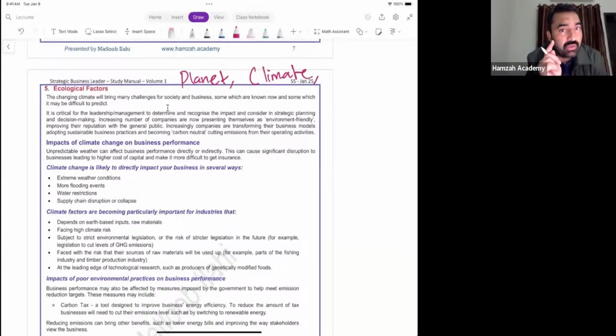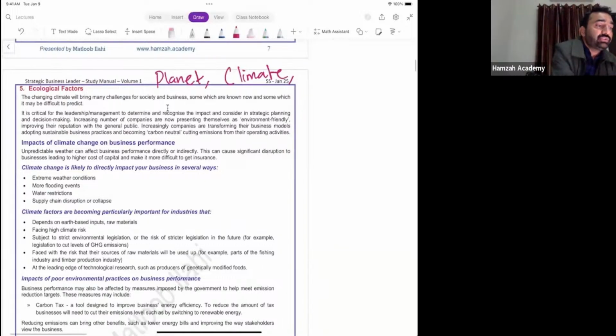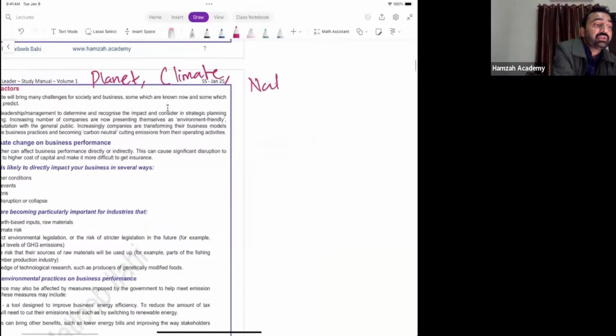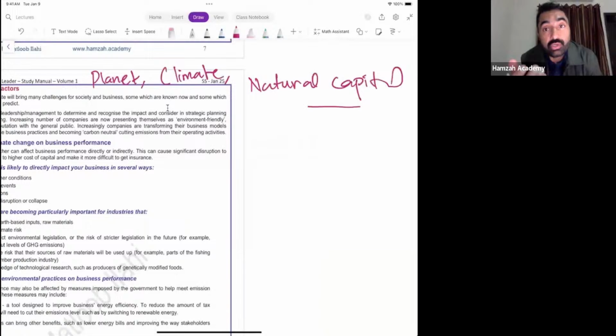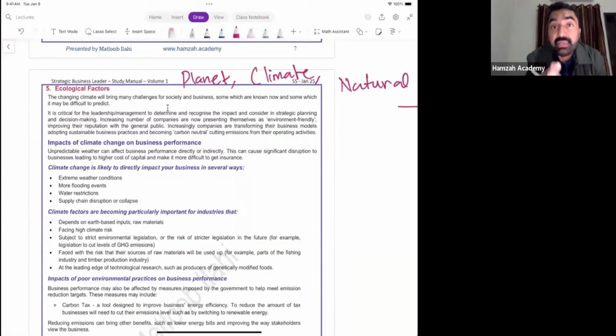And whether they are using natural capital, whether they are using water, energy, or other nature-based supply chains and materials, they need to be more responsible and more sustainable. This topic is now being frequently discussed at SBL, about the environment.